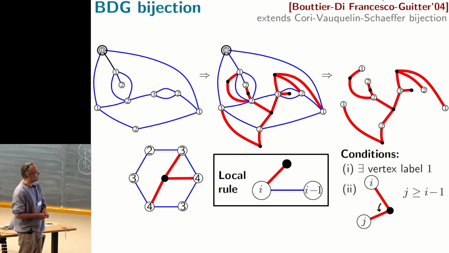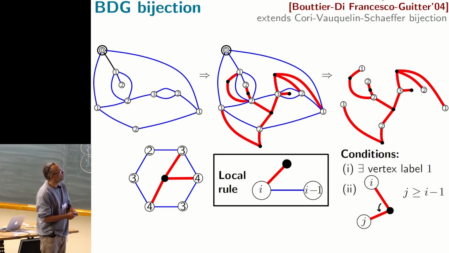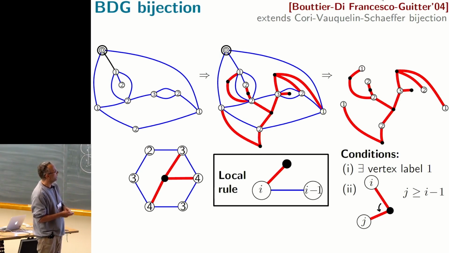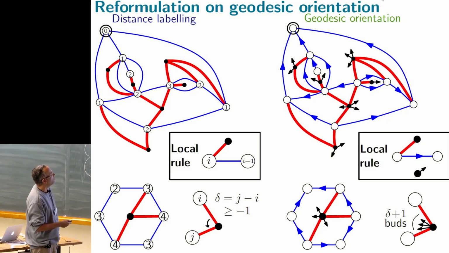And the local rule for each edge is shown here. What you obtain is a tree with two types of vertices and labeled white vertices. You have the constraint that the labels are positive and there is a 1 somewhere. And also that around black vertices, the jumps are at least -1 for consecutive values. Actually, this bijection can be reformulated in the context of geodesic orientation, where you just forget the labels and encode the labeling by the orientation towards the root vertex. Okay? So you go from i to i-1.